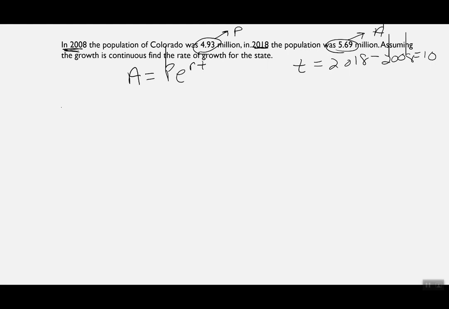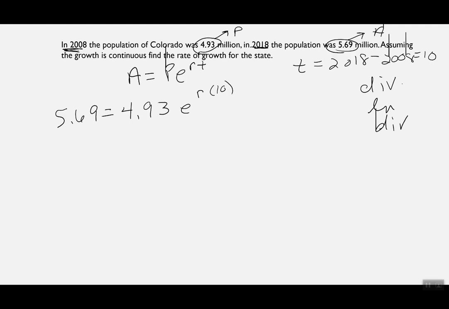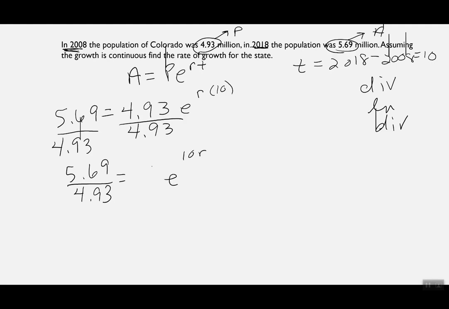All right, so I'm going to write this down. I'm going to say, okay, 5.69 is equal to 4.93 e to the r, that I don't know, times 10. Remember that little thing I said last time? Divide, log, divide. So these are the steps I want to do. So step 1, divide. And I'm going to divide by 4.93. Our goal is always just to get the e by itself. And just like last time, I'm not going to do anything with that 5.69 over 4.93. I am going to give myself a little space. So here, and I am going to say this is 10r so that I can put the natural log in.